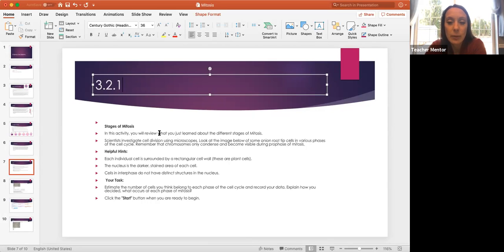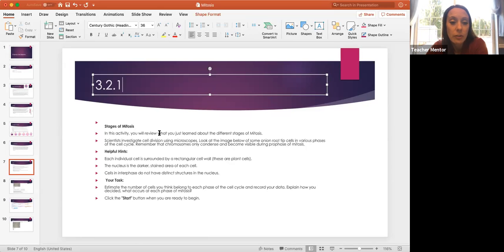You're going to look at the image below, and this is an example of some onion root tip. So we're looking at an onion, the root of it, okay? It's going to show us some examples of cells in various phases of the cell cycle. Remember that the chromosomes only condense and become visible during prophase of mitosis. So here are some helpful hints for you, because again, it's kind of hard. As we look at this picture, it's not going to be an exact number because, of course, we're looking at something magnified. Some of it's a little bit blurry because we're looking underneath a viewfinder and it is a picture, okay?